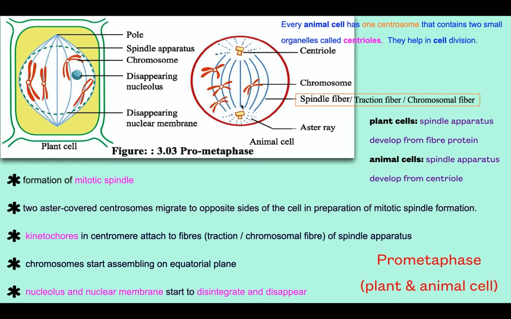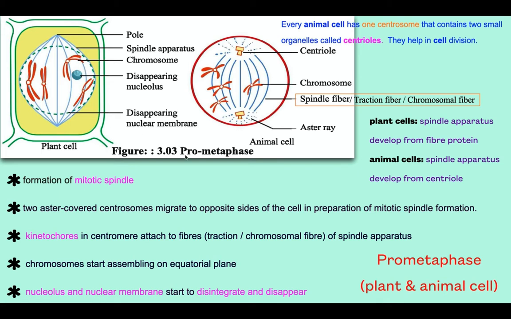Fibers are microtubules which can maintain the shape of the cell, and they help in the pulling and pushing of chromosomes, especially through their centromeres. Plant cells don't have centrosome or centriole, but a spindle apparatus is there which forms from fiber protein.